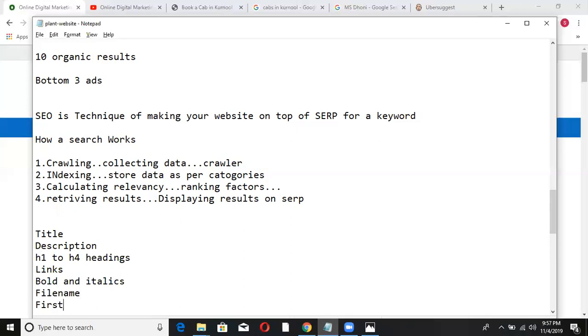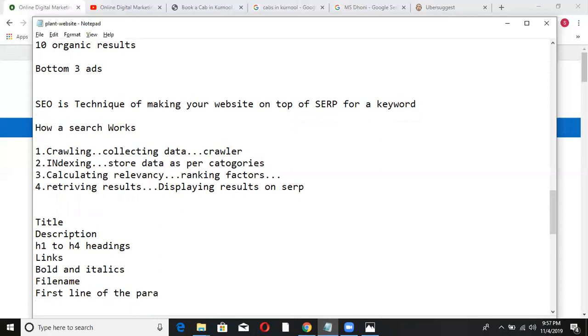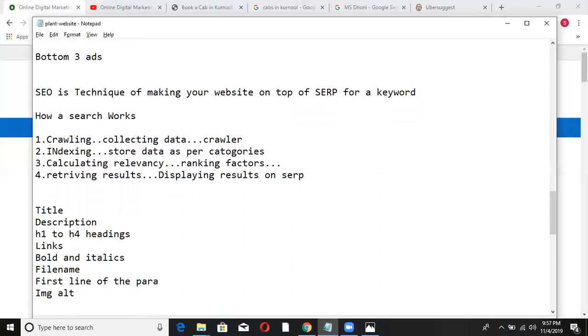Image, alt, and first line of paragraph. Did I miss anything? Image alt. File name, I missed, I think. No, file name is there. Yeah, then what did I miss? I don't think so. Done. 8 parameters.